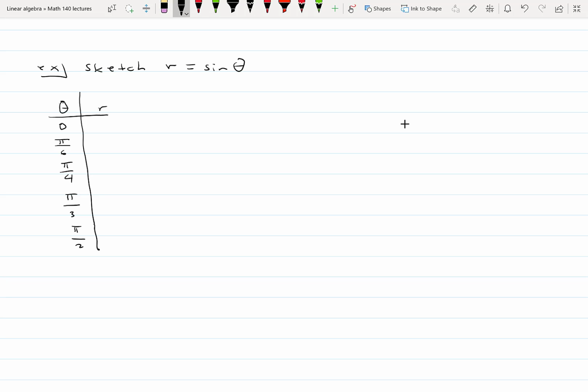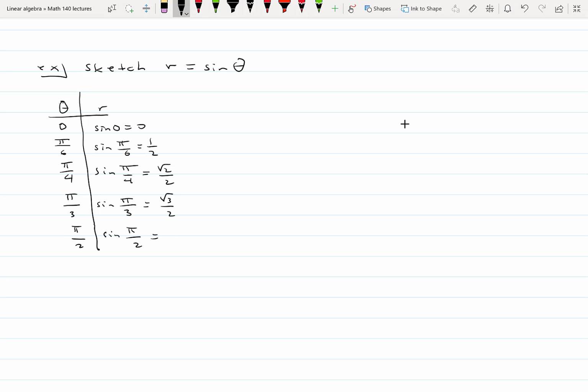So if theta equals 0, I get r equals the sine of 0, which is 0. Theta equals pi over 6, we get r equals the sine of pi over 6, which is 1/2. Sine of pi over 4 is radical 2 over 2. Basically, I'm going around the unit circle. The sine of pi over 3 is radical 3 over 2, and the sine of pi over 2 is 1.